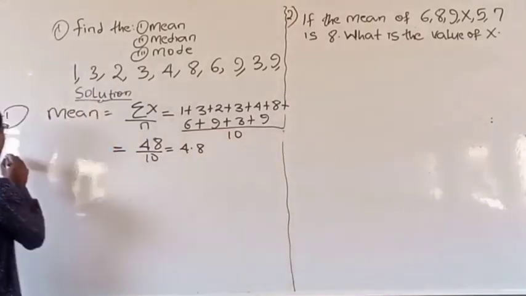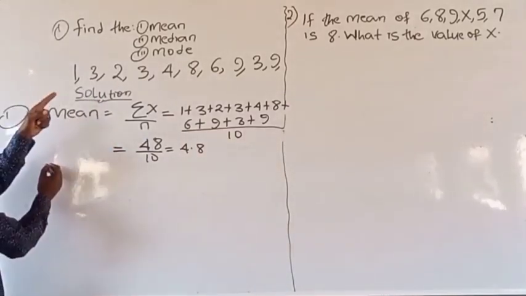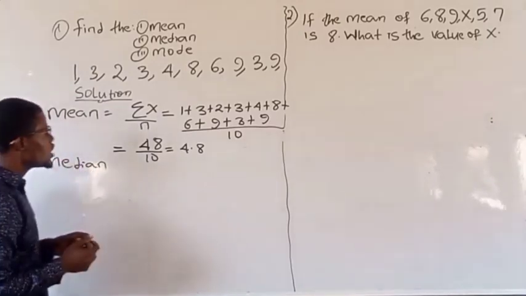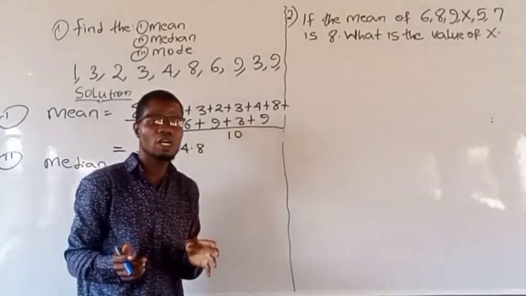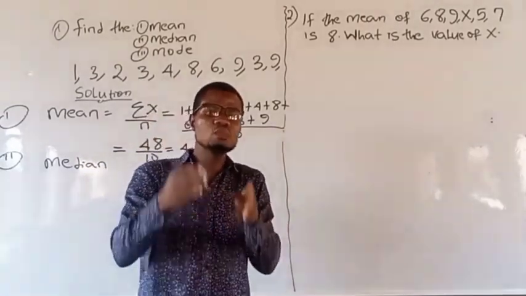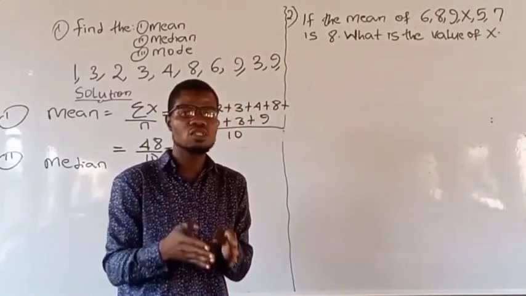So number two, we are asked to find the median. Whenever you are asked to find the median of a number, even from the word median, you would have noticed that they are talking about the what? About the middle number, that is the number that falls in the middle.